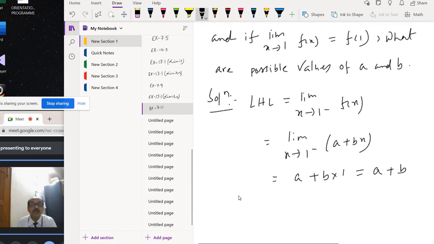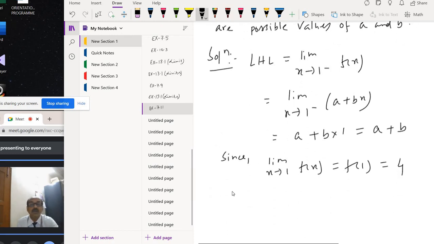So since limit x tends to 1 f(x) equal to f(1), and it is given f(1) equal to 4, therefore you can write a plus b equal to 4. This is equation number 1.